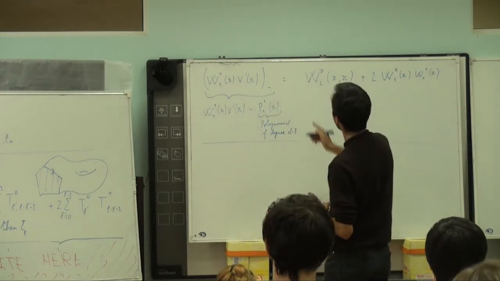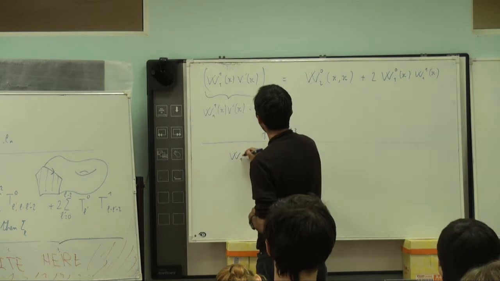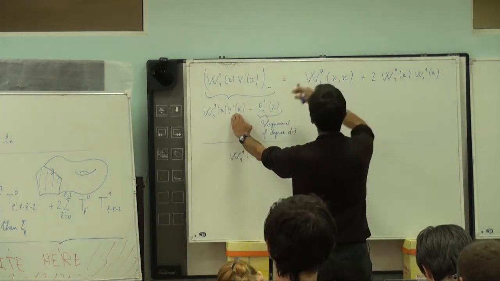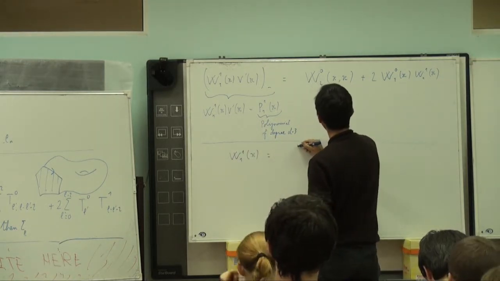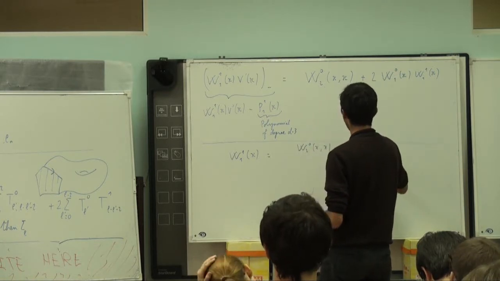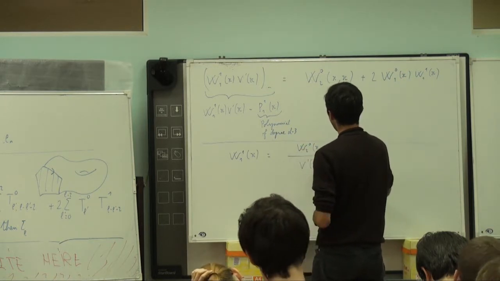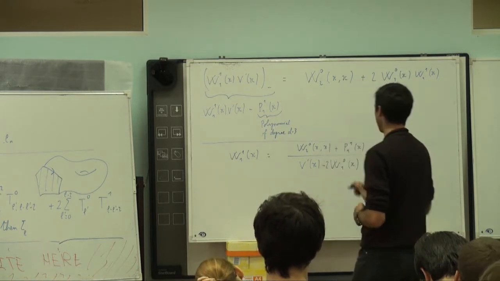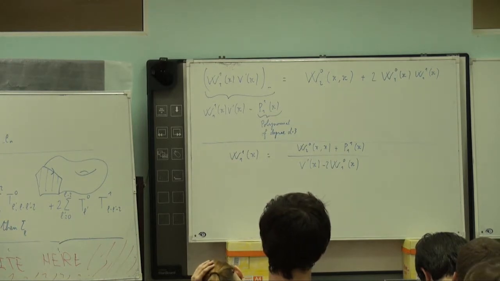So what we can write is W_1^1 of x. Well, we have V' minus 2 W_1^0 in the denominator, W_2^0 of x, x plus P_1^1 of x, over V'(x) minus 2 W_1^0(x). This is just the same thing as above.